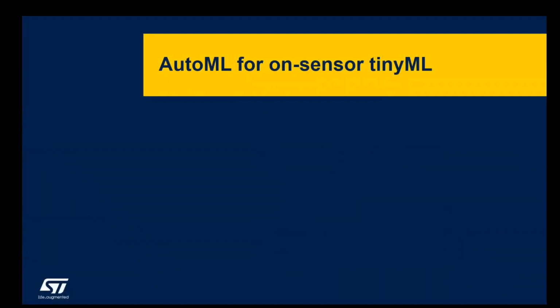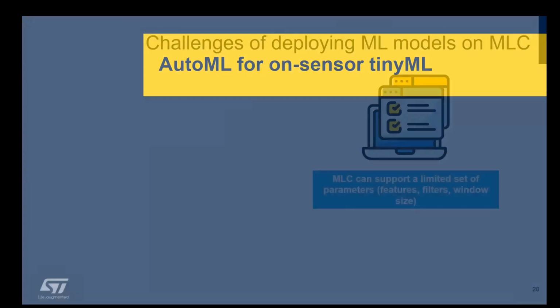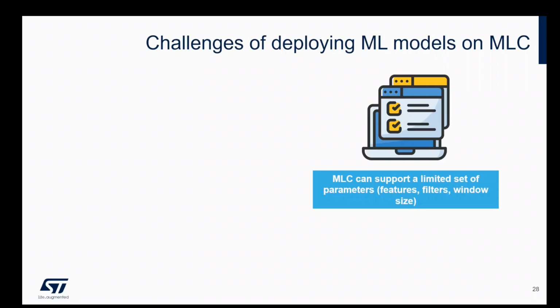So now let's talk about the AutoML part of it. So in case of AutoML, the first question that arises is, what is the advantage? So machine learning core, as you know, it has its own limits. It can support only a given number of features. It has a given number of nodes, and it has a certain window size that it can operate on.